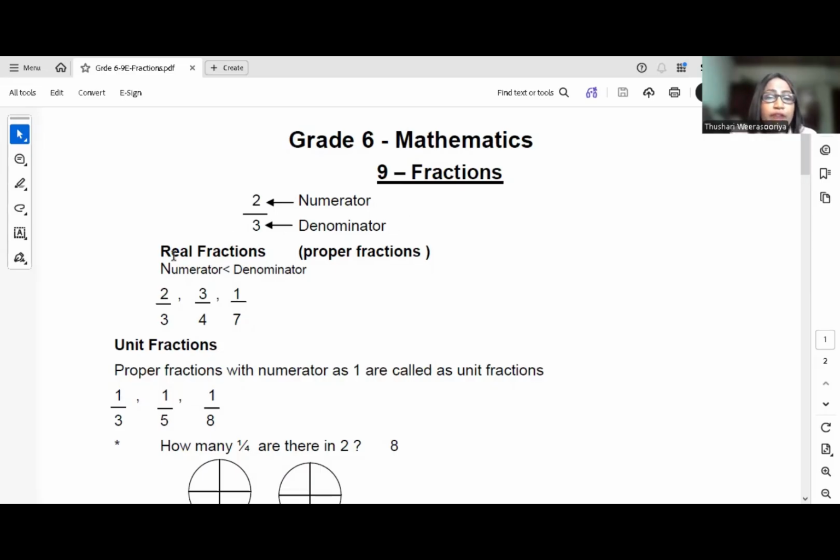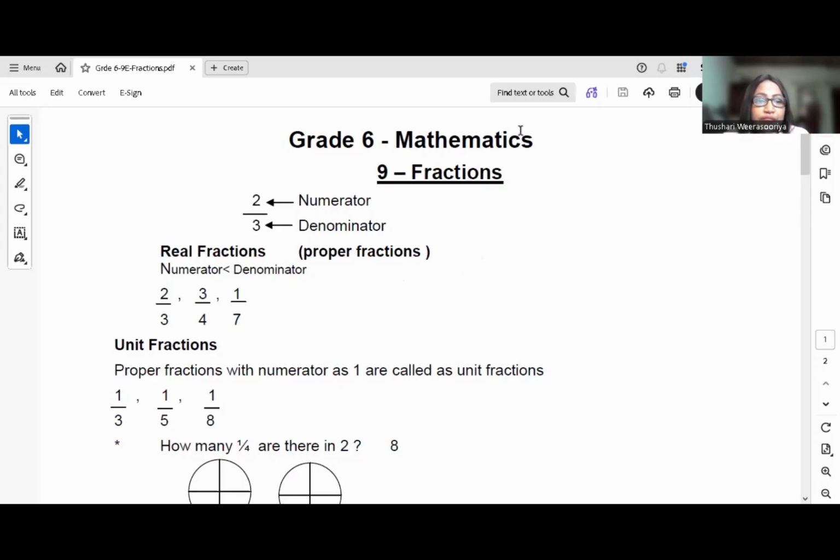We have a lot of types of fractions. You will be learning more in grade 7, further up from grade 6 level. We are learning a few types. The first type is real fractions, right? There is another name for real fractions, proper fractions. Proper fraction means the numerator is always smaller than the denominator.